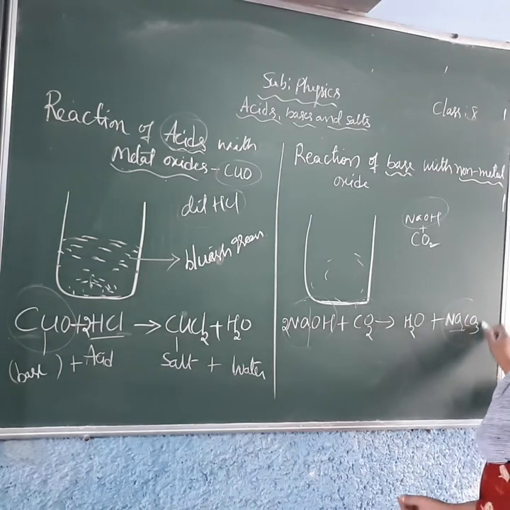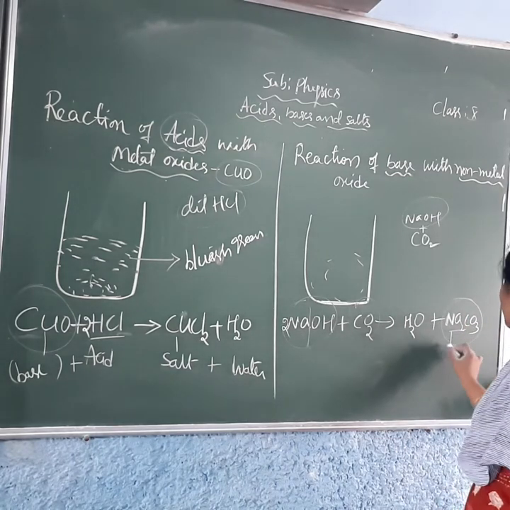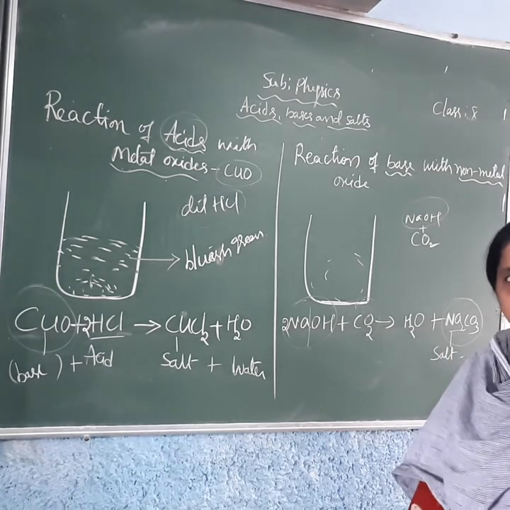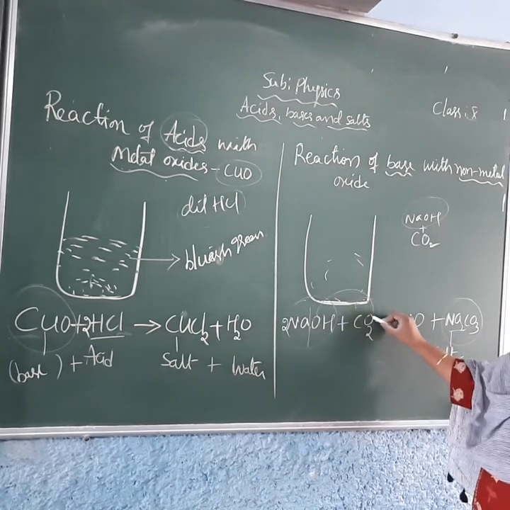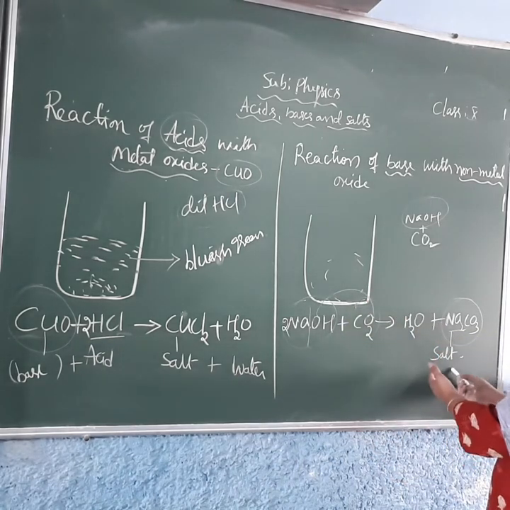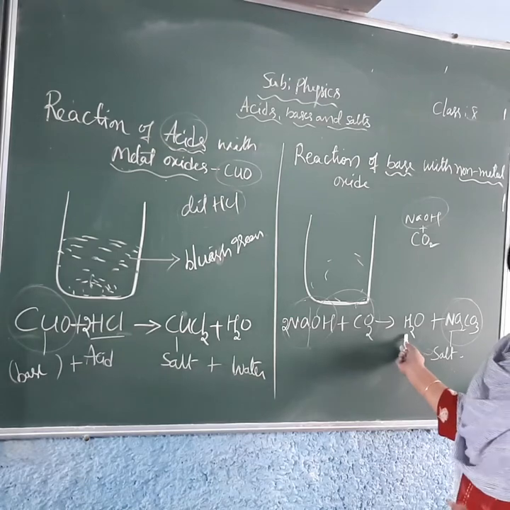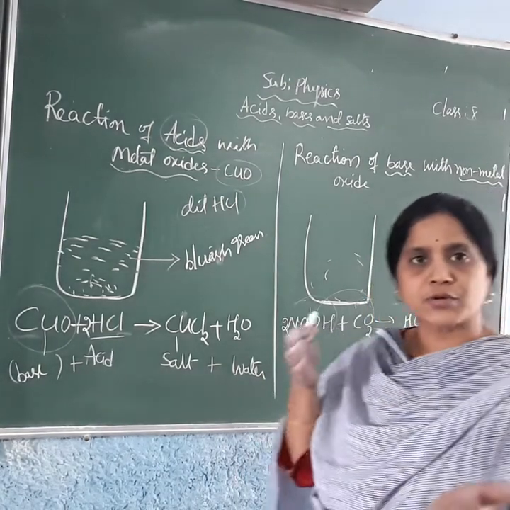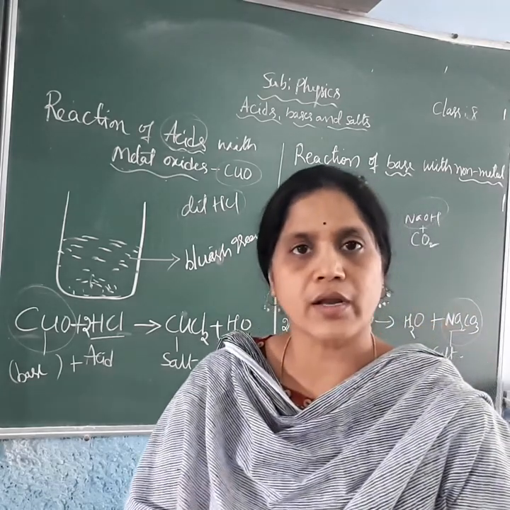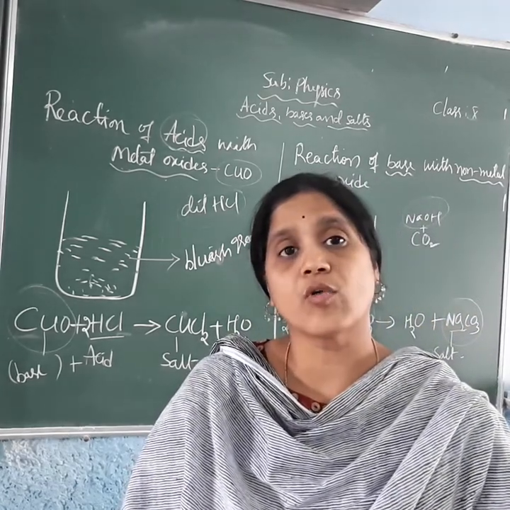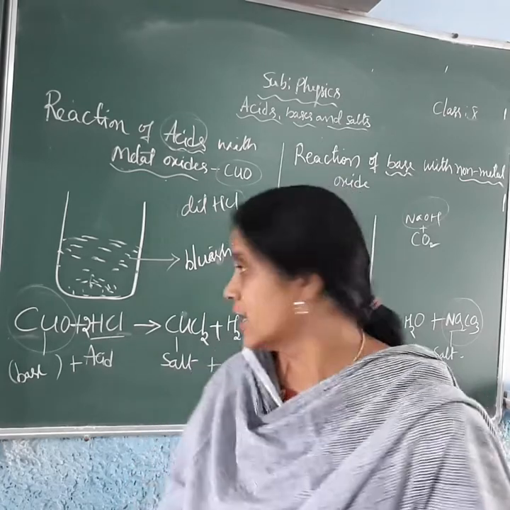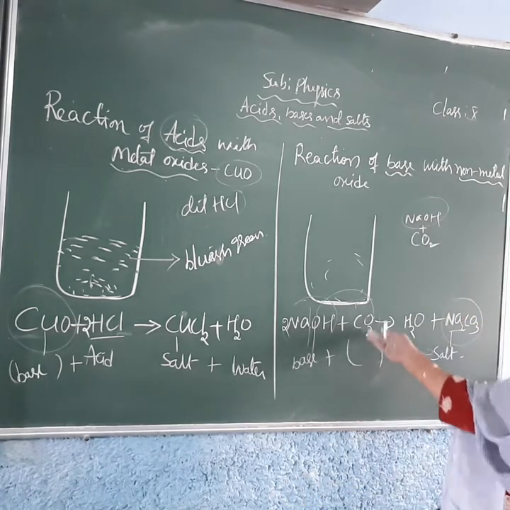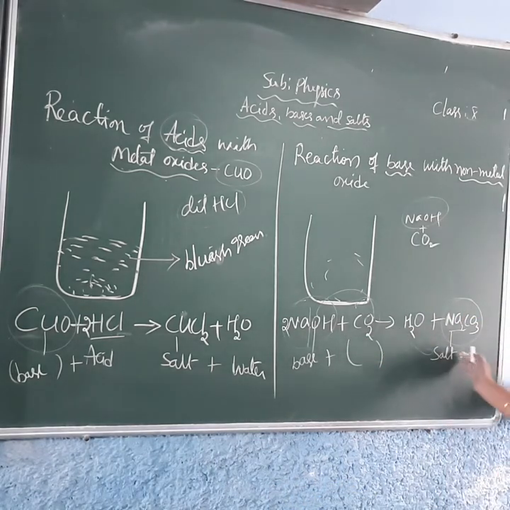So when a base reacts with a non-metal oxide, in this reaction also we get sodium carbonate. Sodium carbonate is also a salt. When a base reacts with non-metal oxides, the products are salt and water. It is also a neutralization reaction, because always in neutralization reactions we get salt and water. When do we get salt and water? When an acid and base combine. Already we took that this is a base, so when the base combines with this, we get salt and water.